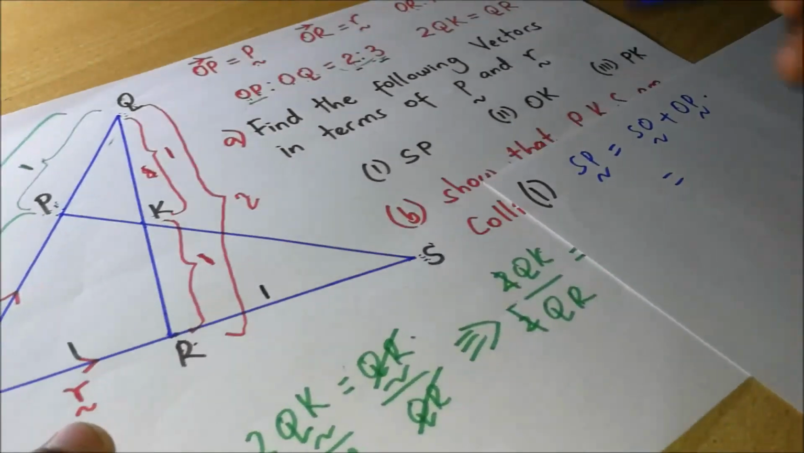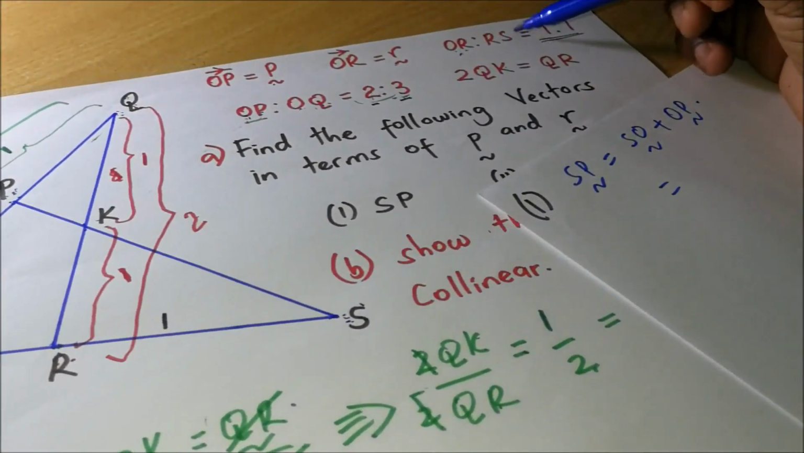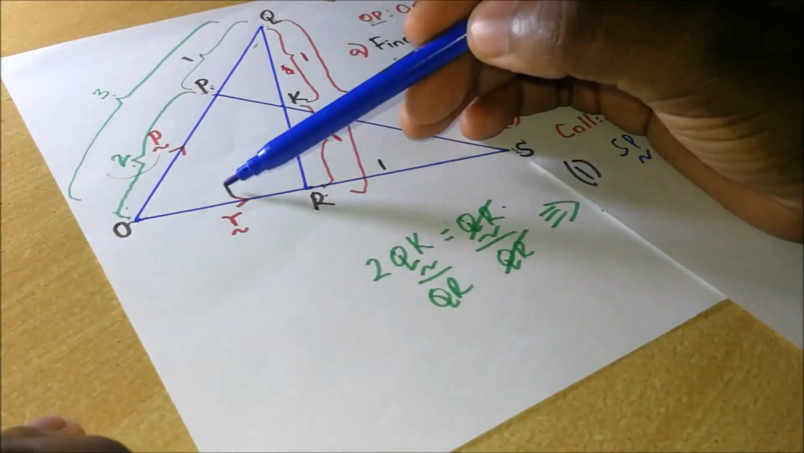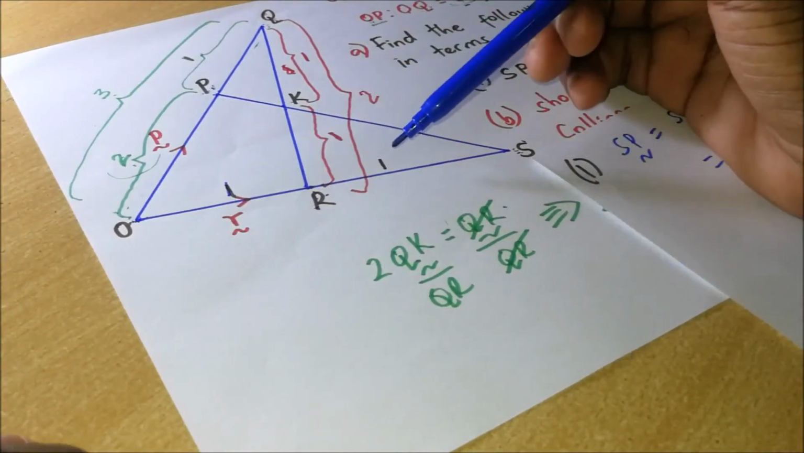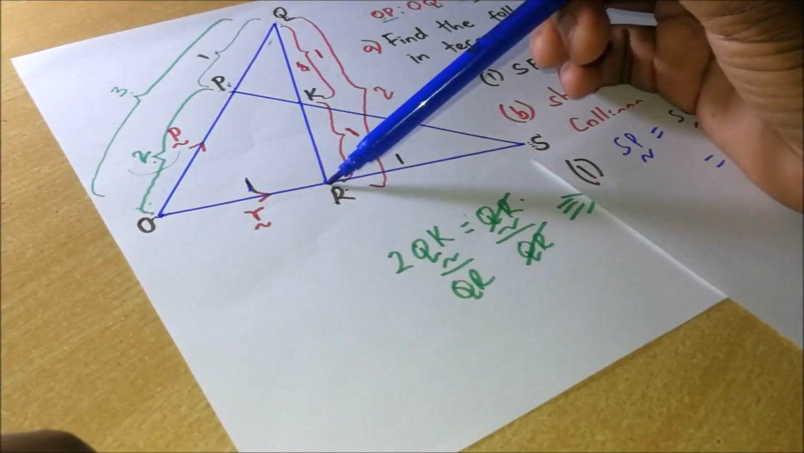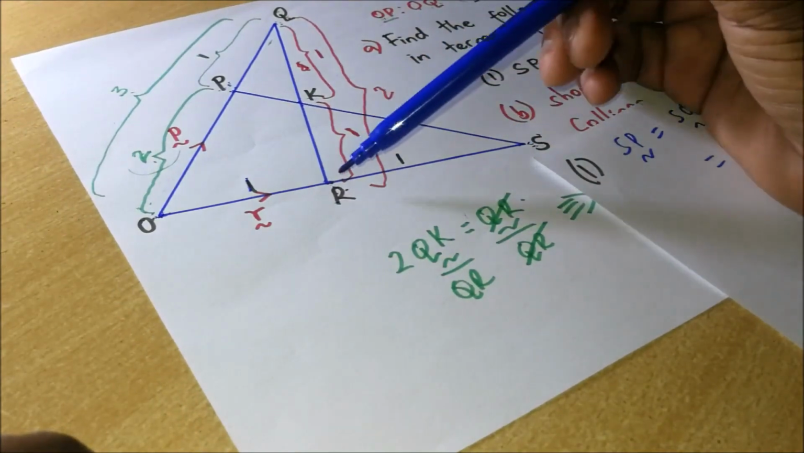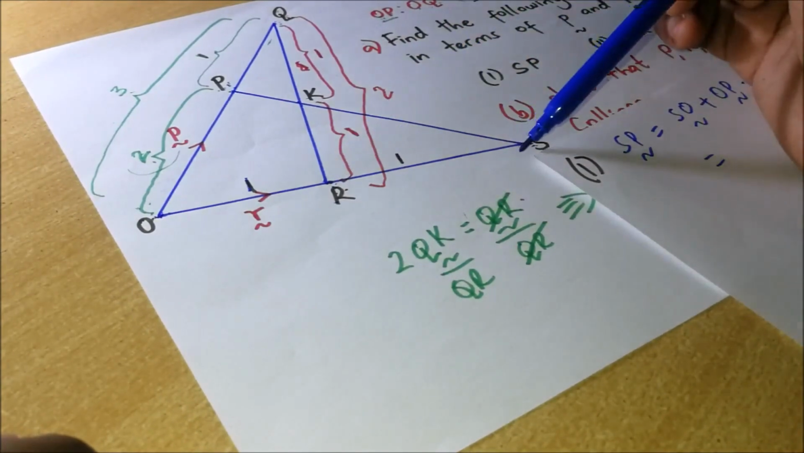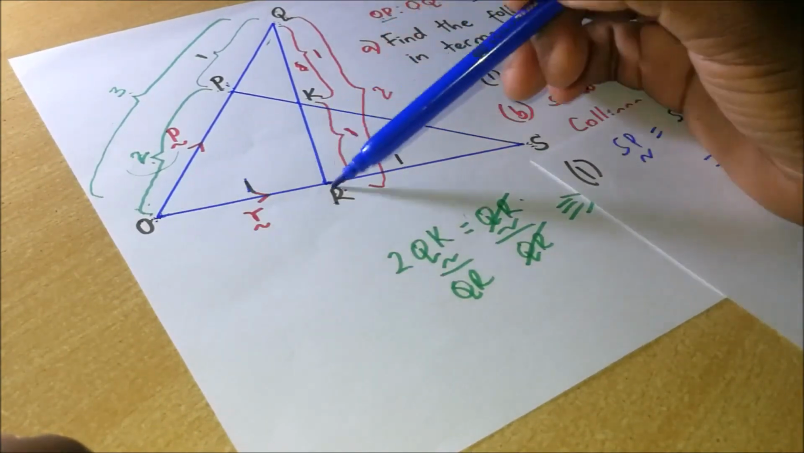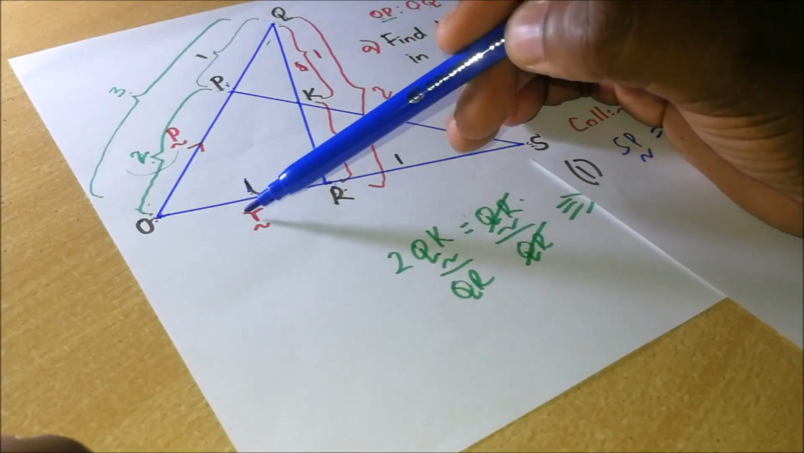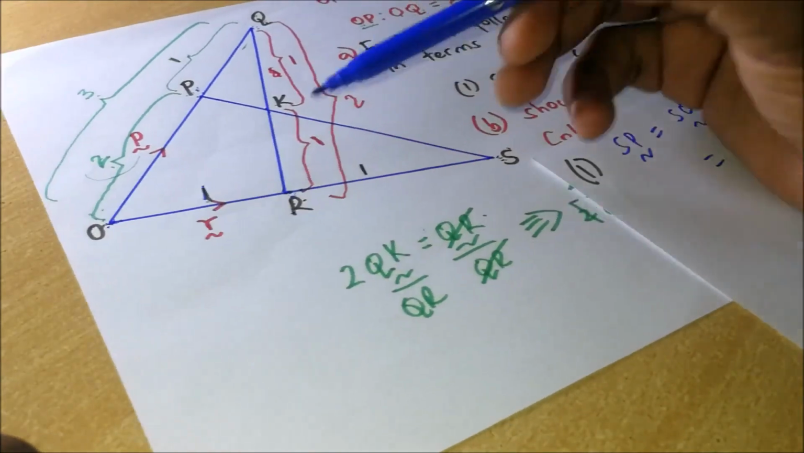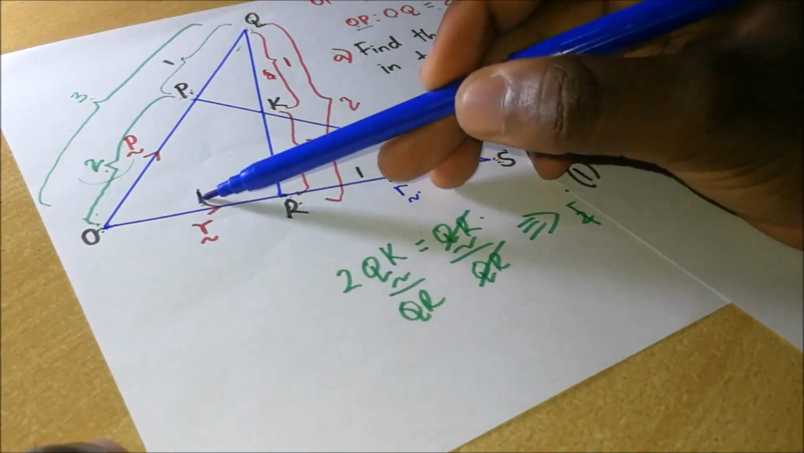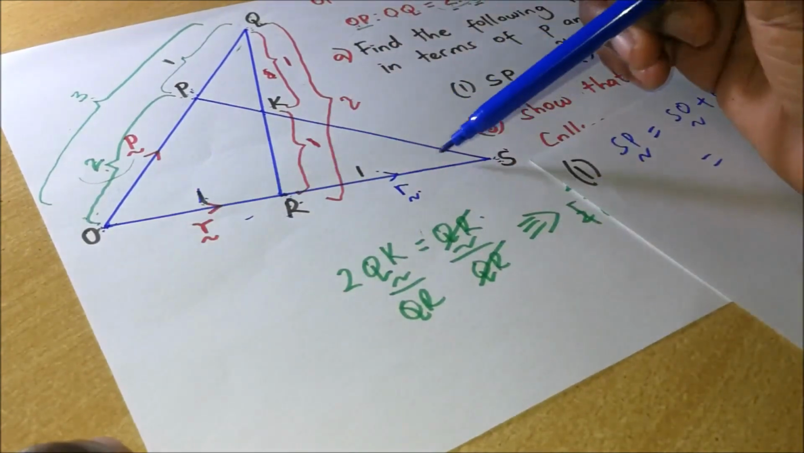In our question, we were told that OR to RS has a ratio of 1 to 1. What this means is that the distance from O to R is the same as the distance from R to S, because R is the midpoint. So if OR is R, then RS here is also R. That is what this ratio of 1 to 1 means. It means that this portion is the same as that portion.